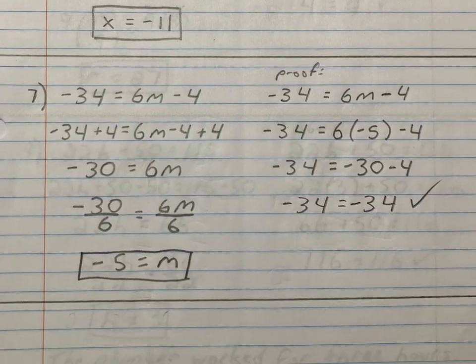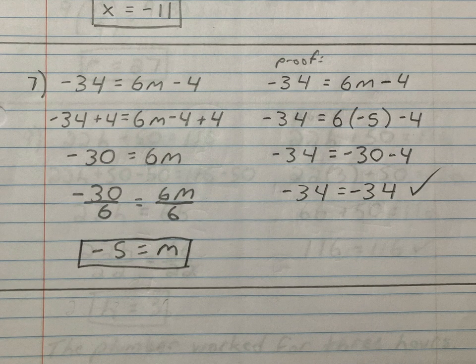Now, number 7. Negative 34 equals 6m minus 4. What's happening to m? It's being multiplied by 6, and 4 is being subtracted from it. You probably know at this point that we will undo this negative 4 first with a plus 4, okay? So we write everything that was there, negative 34, and our change of plus 4. We write everything that was there, 6m minus 4, and then our change of plus 4.